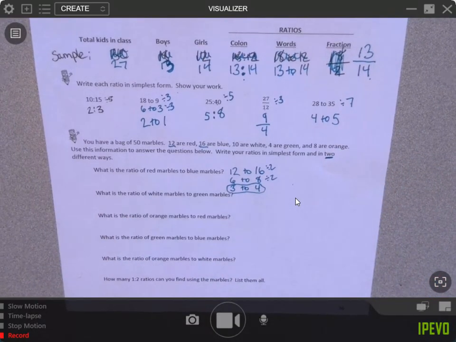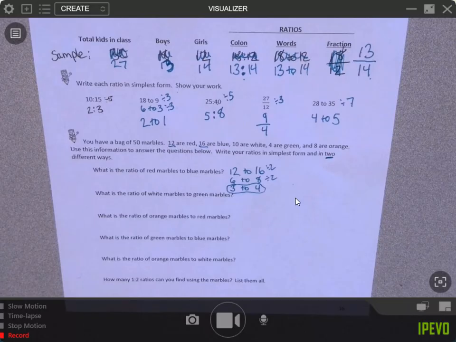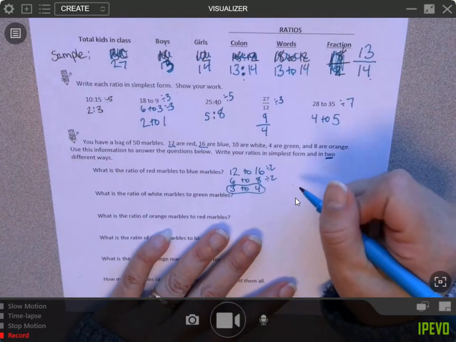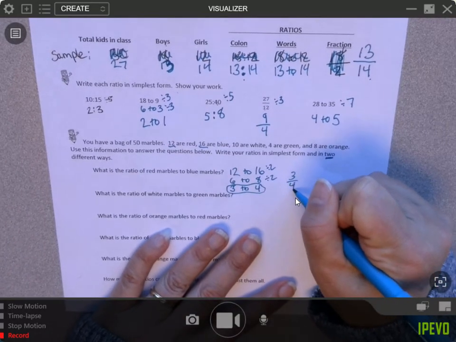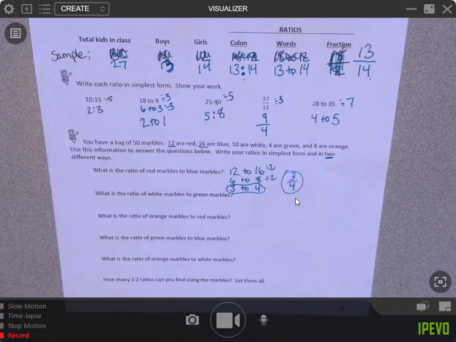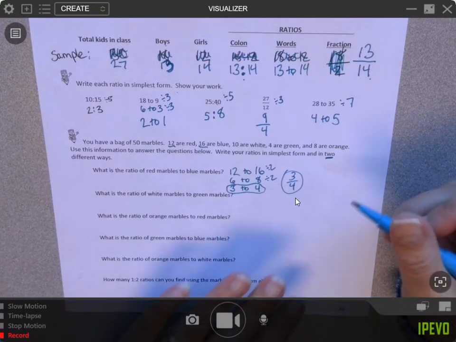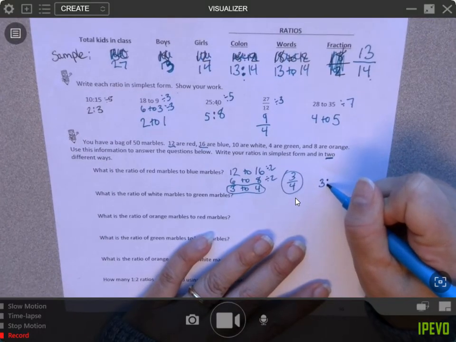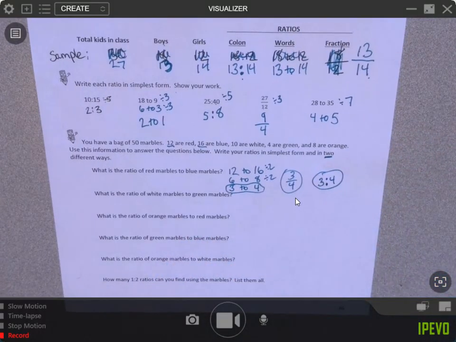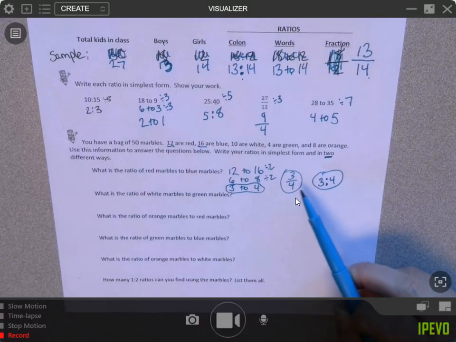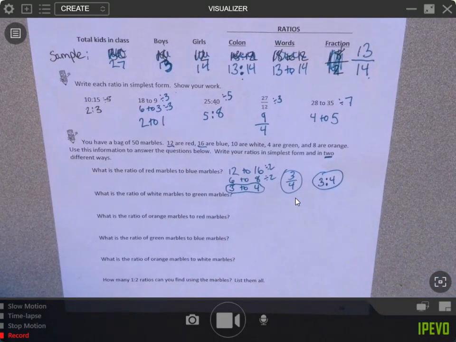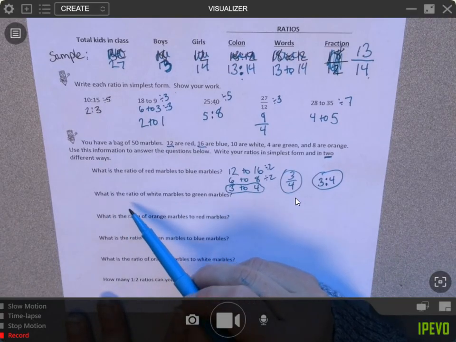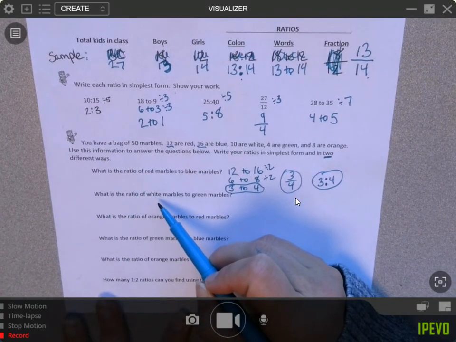What's another way I could write this ratio, Nolan P? 3 over 4. I'm going to circle that one. If I wanted to, I could write it with the colons. Those are all 3 ways to show that ratio. You need to give me 2 of them, and they need to be in that simplest form of 3 to 4. Remember, whatever comes first in our question needs to be the first number.